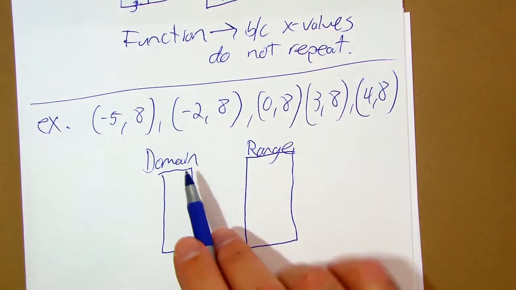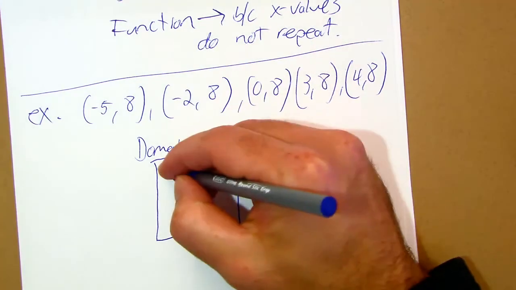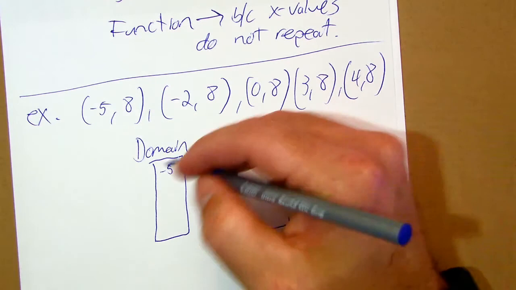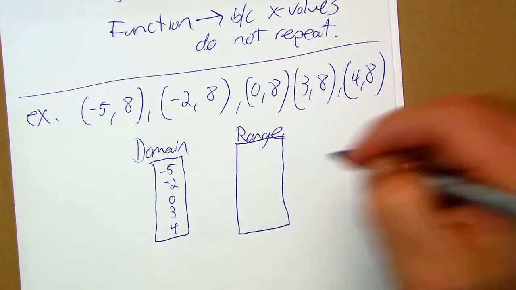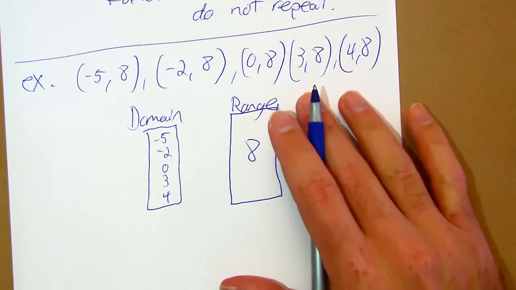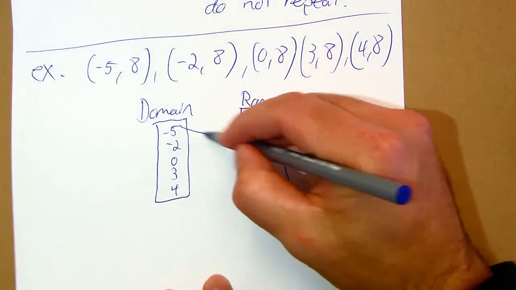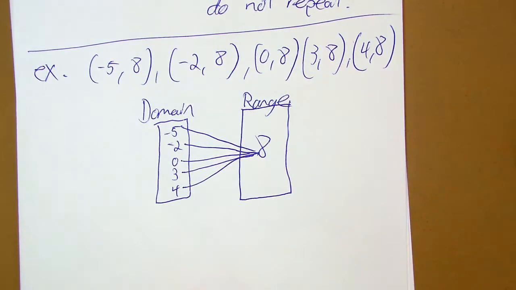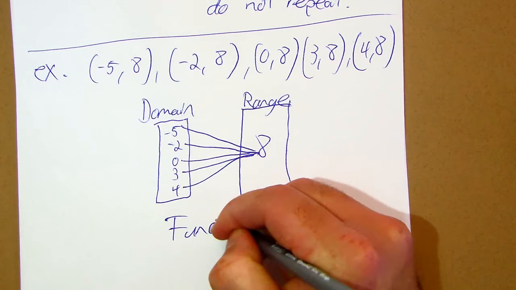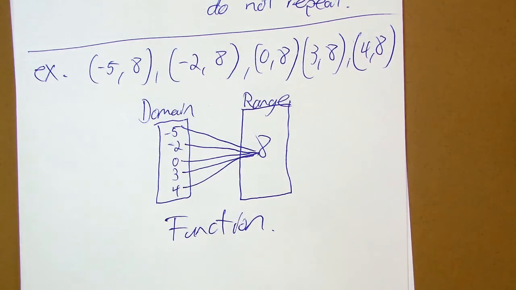All right, so in this one, my domain, again, is my x's. So -5, -2, 0, 3, and 4. And the only y value I have is 8. So when you're trying to determine if you have a function or not, you're just looking at the x's. As long as all the x's are different, you're good. So this is a function. All right, they can all have the same y value, it's just the x's have to be different.